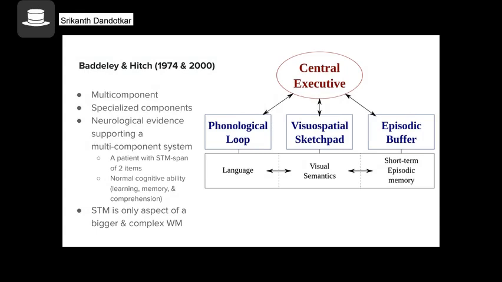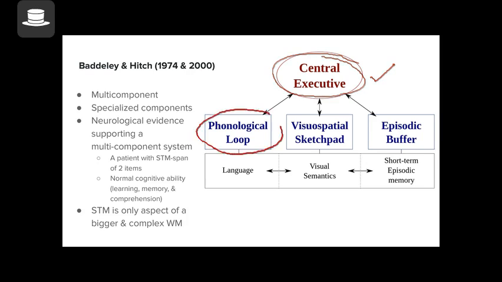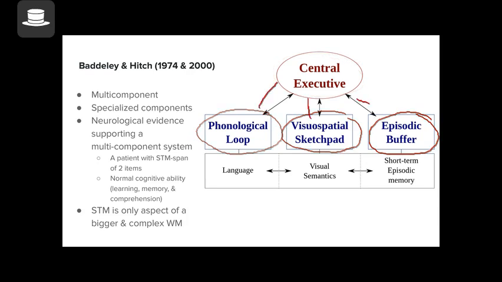So just to give you a general idea of Baddeley and Hitch's working memory model, it's a multi-component system. It has one main component called the central executive. It's like the CEO, and it has subcomponents: the phonological loop, visuospatial sketchpad, and episodic buffer. Now, these multiple components are interconnected, and according to this model, they are specialized in processing specific kinds of information.